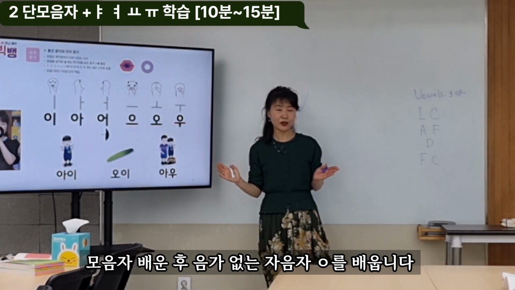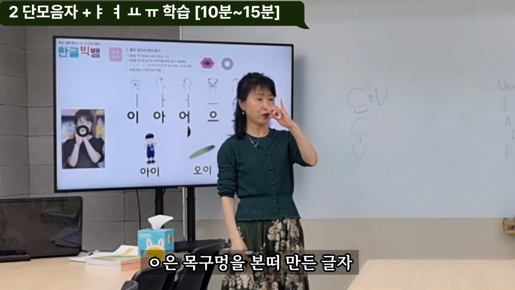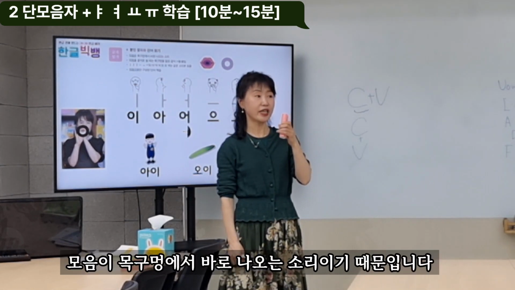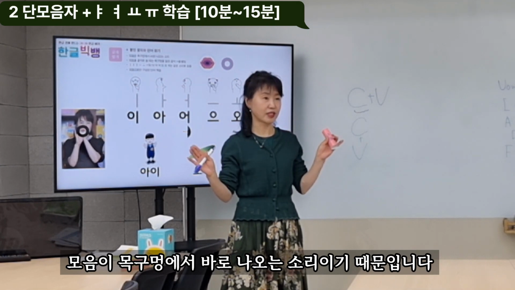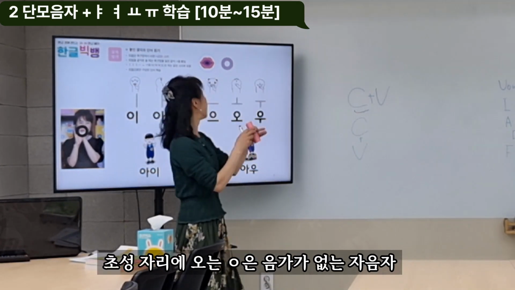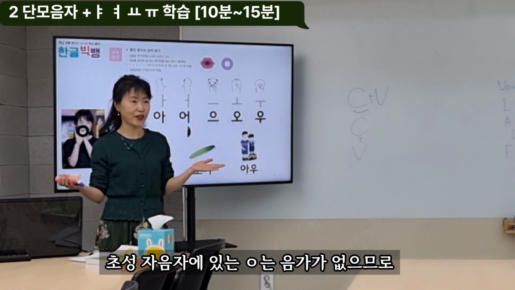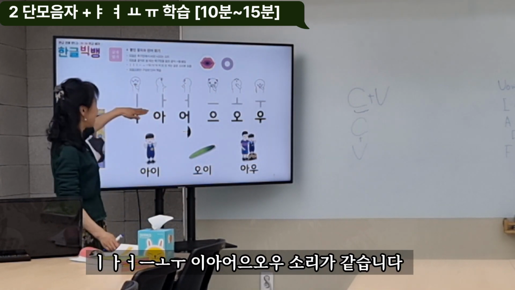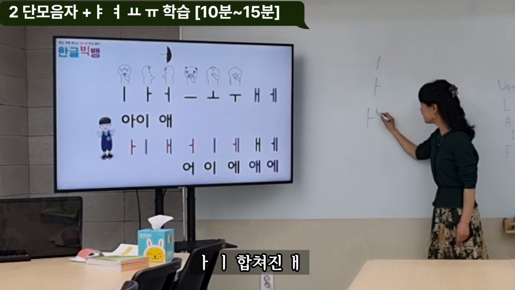No sound value. This shape is, the circle is the shape of throat. Because vowel is sound from the throat, direct without consonant. So this is the shape of a throat, but no phonetic value. So this is E, also this is A plus E.